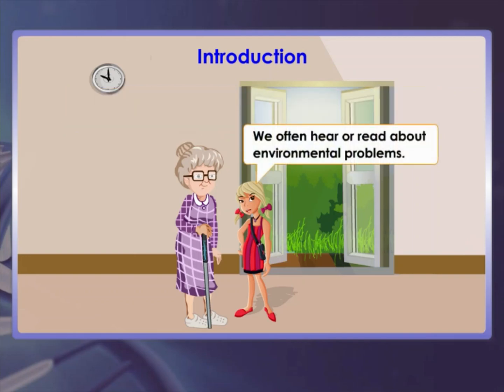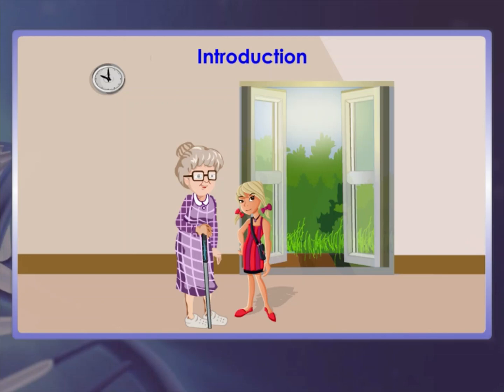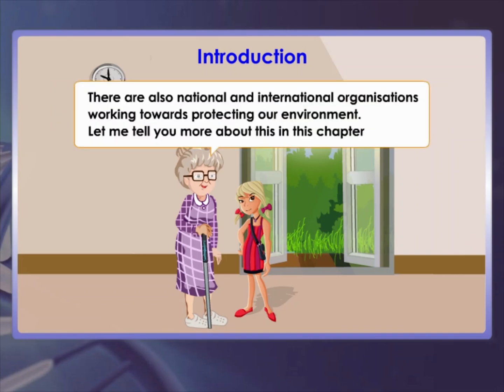We often hear or read about our environmental problems. Right. These are often global level problems and we feel helpless to make any changes. There are international laws and regulations, and then there are our own national laws and acts for environmental protection. There are also national and international organizations working towards protecting our environment. Let me tell you more about this in this chapter.